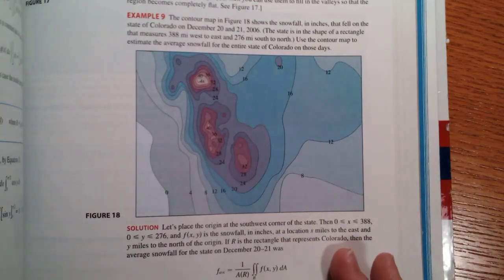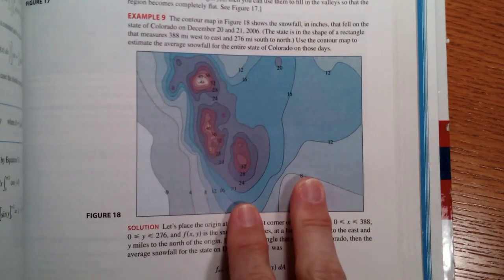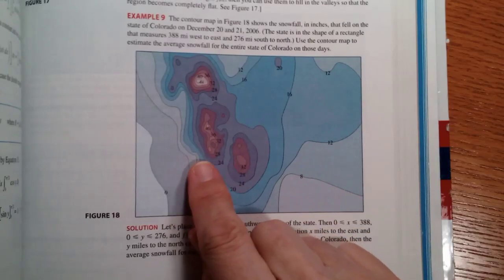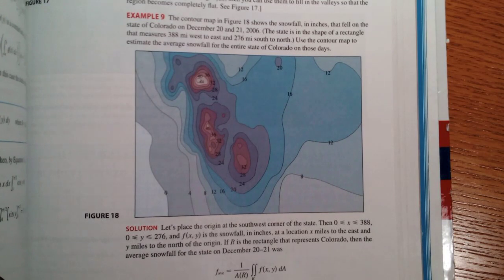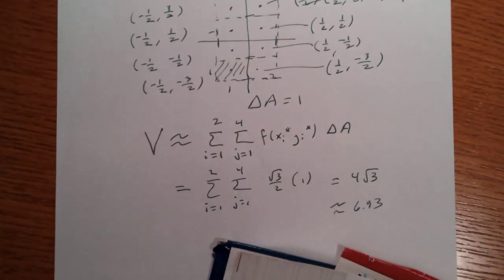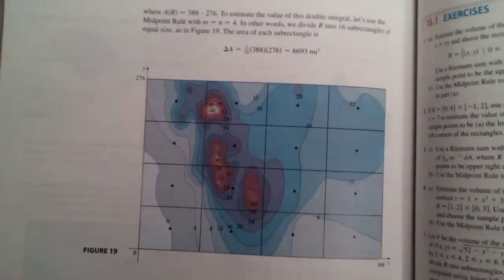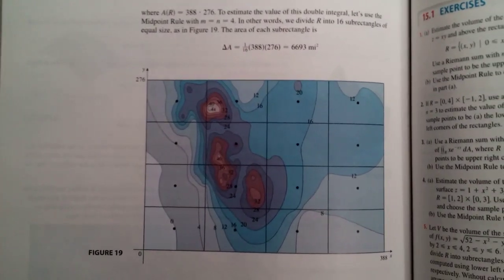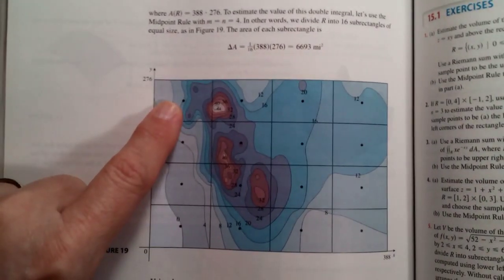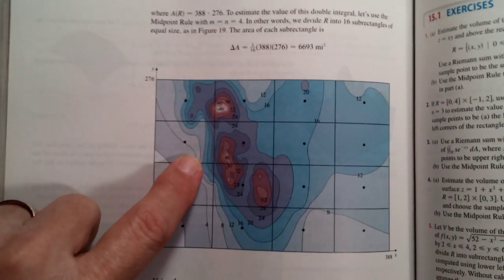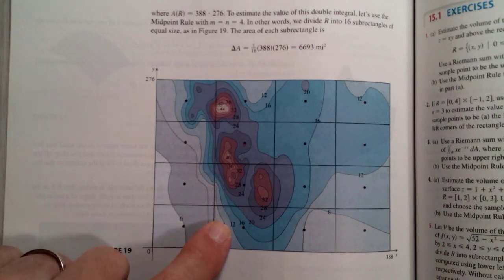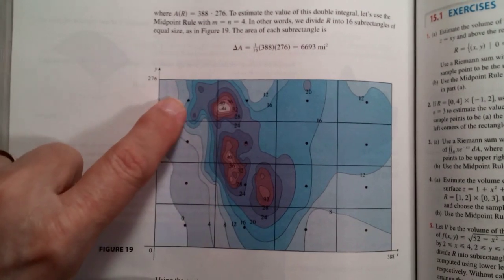4 divisions by 4 divisions, get 16 rectangles, and I could use these contours to determine the z-value in the middle of each rectangle. Now they've actually done that picture here in the next page, and you can see they put a dot in the middle of each one. So it makes perfect sense for me here to say in this upper rectangle, that's this contour, and if I follow that contour around, I see the value on it is 12. So this midpoint height is 12.